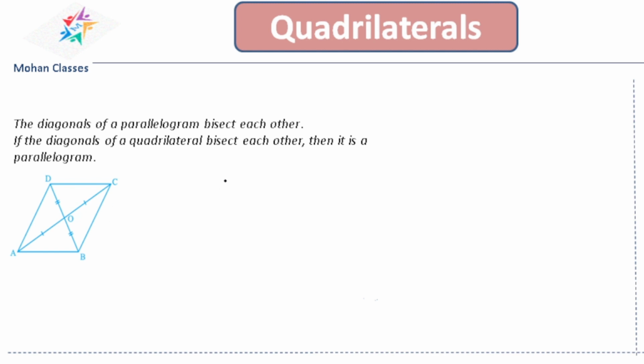In triangle COD and triangle AOB, what can we say? Angle ABO is equal to angle ACD. Angle ABO is equal to angle ACD. Why? Alternate angles.